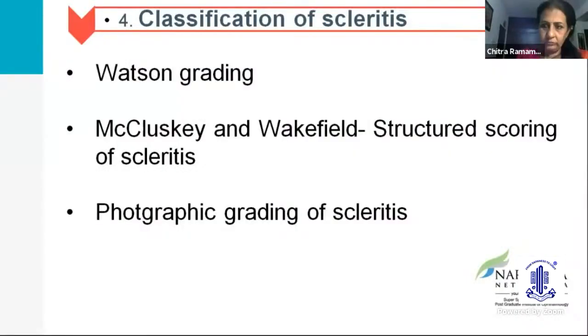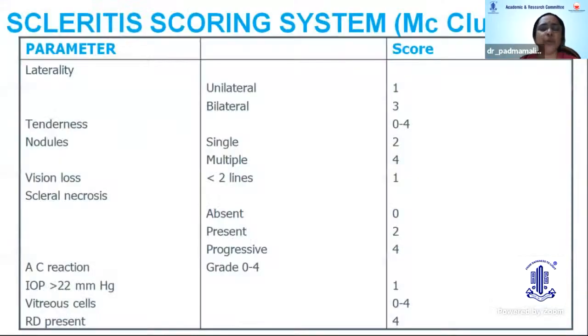Coming to the classification of scleritis, it is not well adapted like the SUN classification. There are various grading systems available. Watson grading divides them into anterior or posterior, with diffuse or nodular, with necrotizing or non-necrotizing types. McCluskey and Wakefield have done structuring and quantification of scleritis, and Sen et al. have done the photographic grading of scleritis. In this, McCluskey can be adapted. We have different scoring systems.